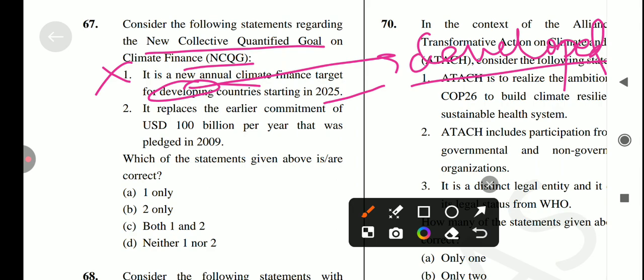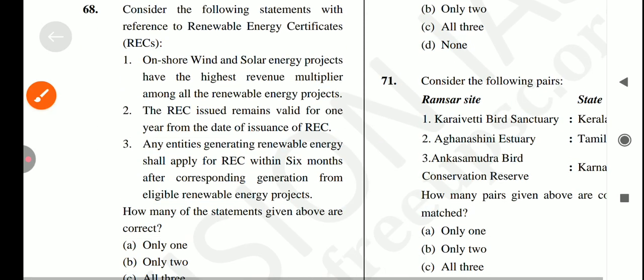Next is it replaces the earlier commitment of USD 100 billion per year that was pledged in 2009. Yes, it's a correct statement. So answer for this question is option number B. Only 2 is correct.